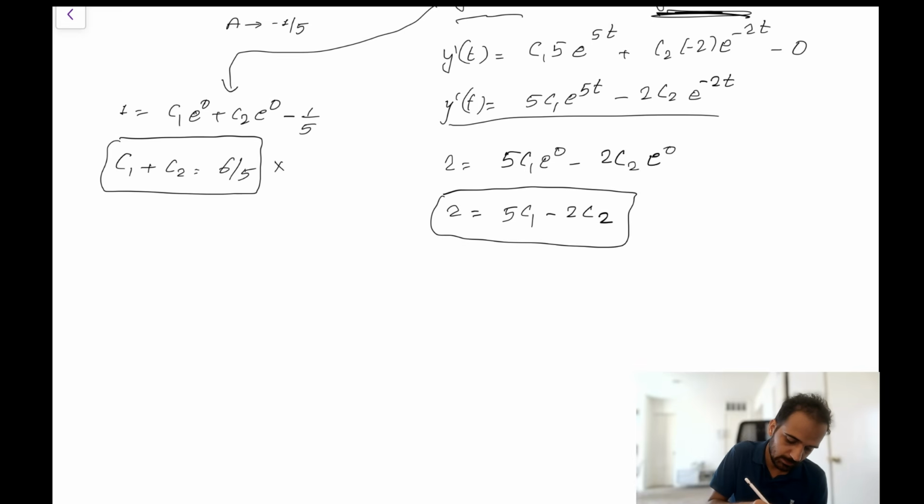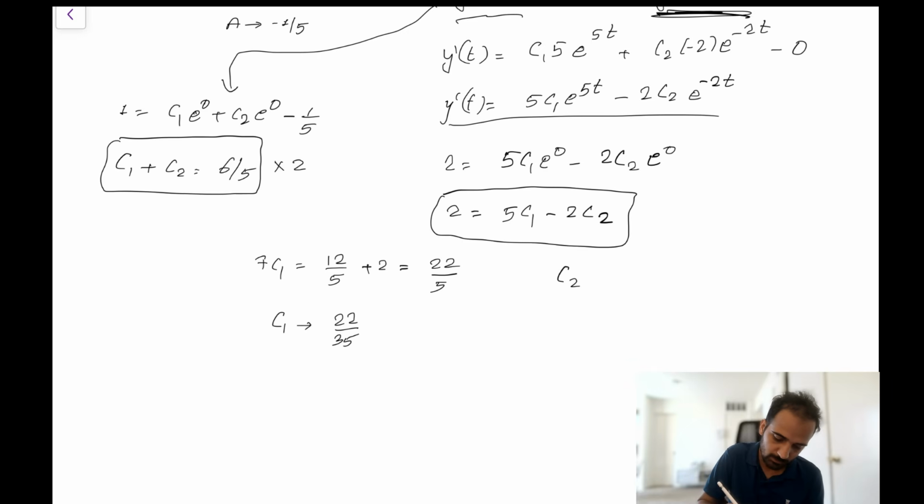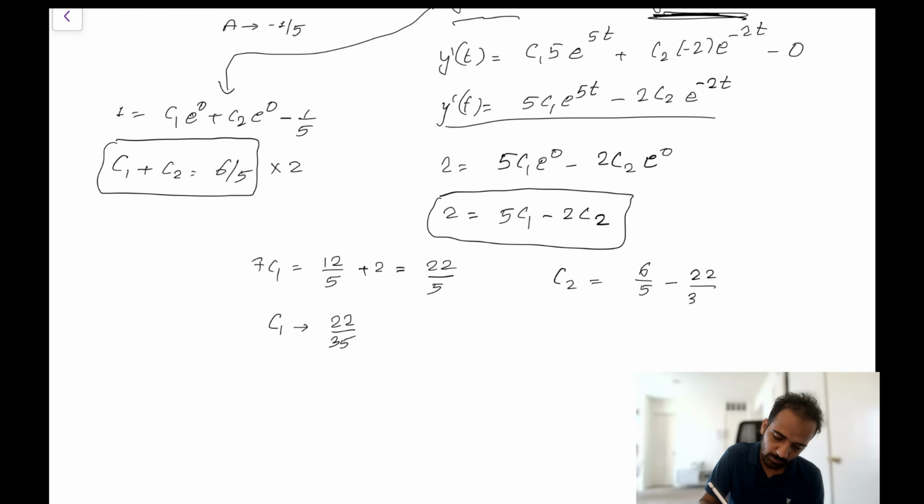So let me take the elimination method. I will multiply this by 2 and just add both of them. I will get 7 c1 equals 12 by 5 plus 2. That will be 22 over 5. That means my c1 will be 22 over 35. Similarly, I can calculate my c2. My c2 will be 6 over 5 minus 22 over 35. That will be 42 minus 22 over 35, which is 20 over 35. That can be simplified to 4 over 7.